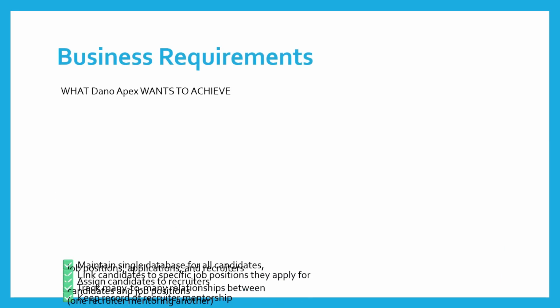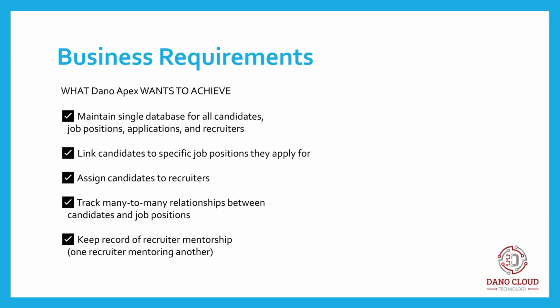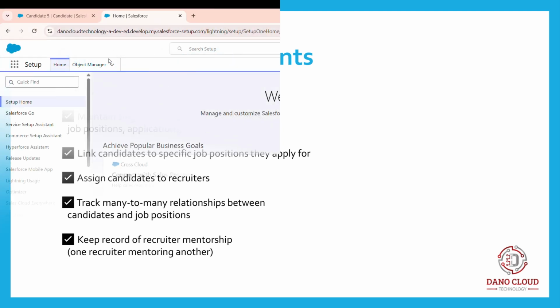So, here's what Dano Apex wanted to achieve. Maintain a single database for all candidates, job positions, applications, and recruiters. Link each candidate to the specific jobs they applied for. Assign recruiters to candidates. Track many-to-many relationship between candidates and job positions. And maintain mentorship data, one recruiter mentoring another. In short, a connected and automated recruitment system.